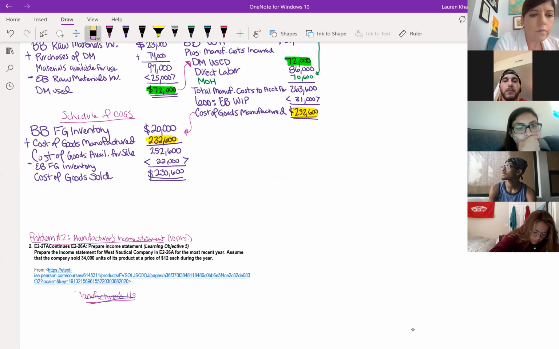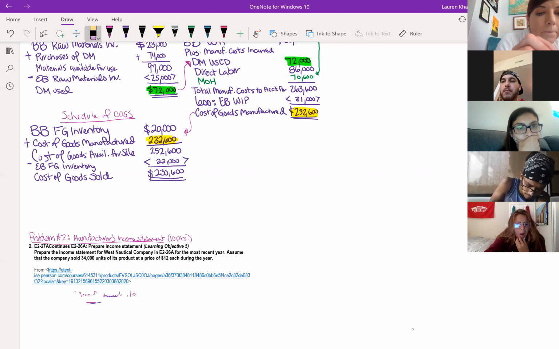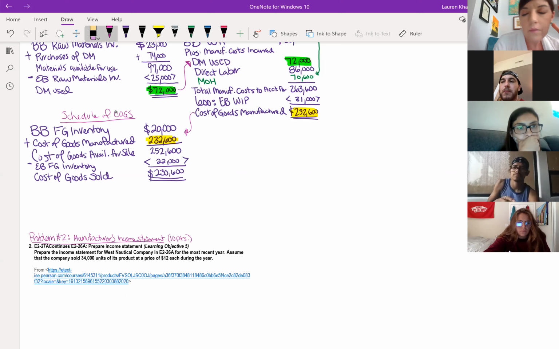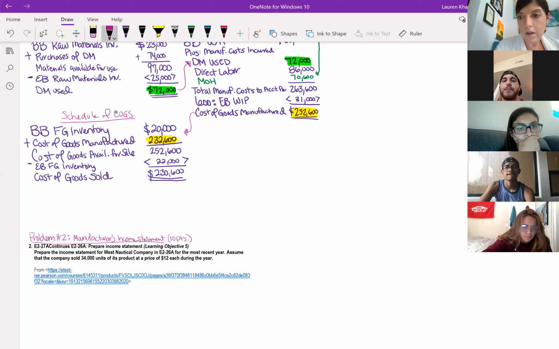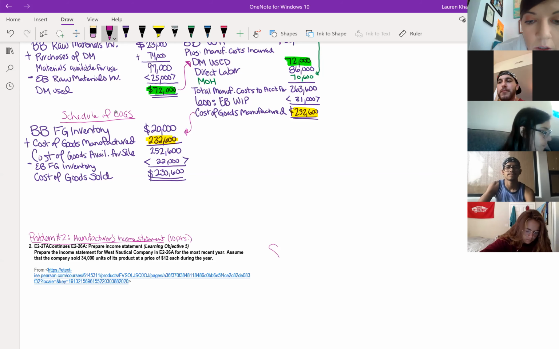Prepare the income statement for West Nautical Company in exercise 226A for the most recent year. Assume that the company sold 34,000 units of its product at a price of $12 per each during the year. So what's the very first thing that we include in a manufacturer's income statement? Revenue. Sales revenue.